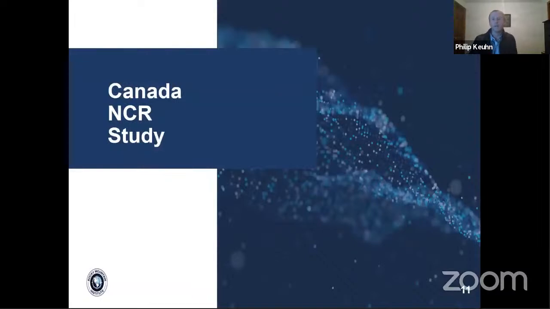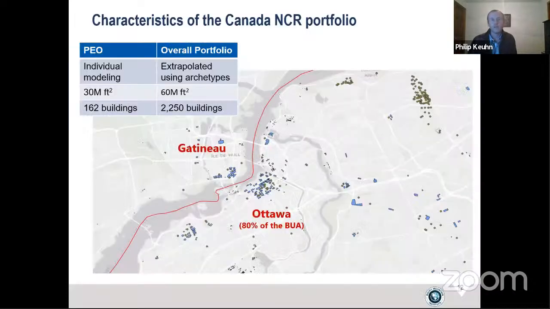Okay, so I'm going to go through this case study and then we'll pause and we can have some discussion if anyone has any questions. So the Canada NCR study is a study that was commissioned by the Canadian federal government for their national capital region, which would be Ottawa and Gatineau, the Canadian equivalent of Washington, D.C. They commissioned a zero carbon by 2050 roadmap.